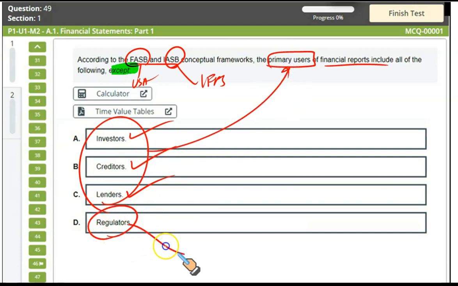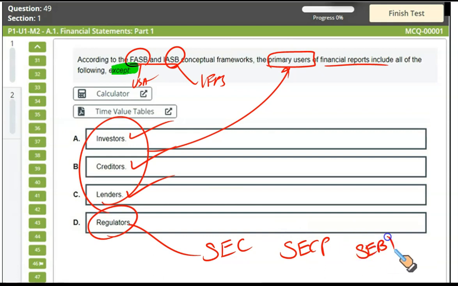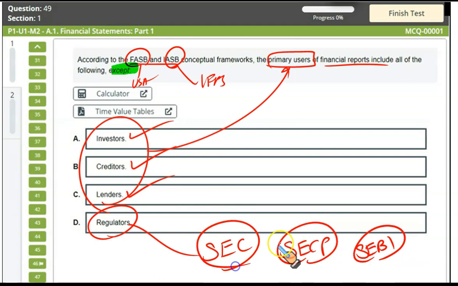Whereas the regulators like SEC, Securities and Exchange Commission in the US, SECP, Securities and Exchange Commission of Pakistan, then we have SEBI, Securities and Exchange Board of India. These are all regulators. They are also interested in your financial statement, but they are not the primary users. They do not have any financial interest of their own. So that makes D the correct option.